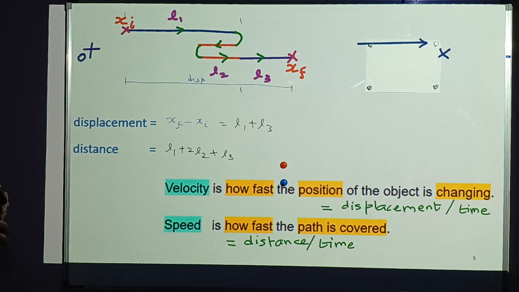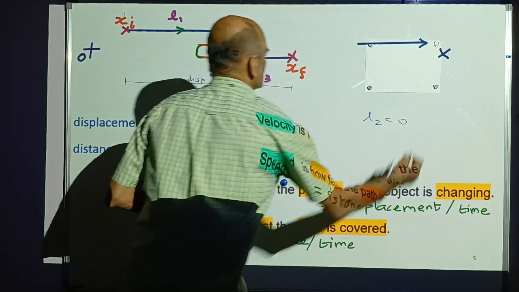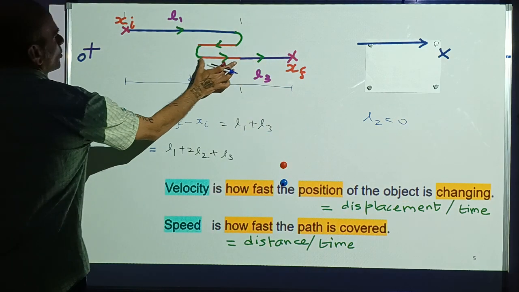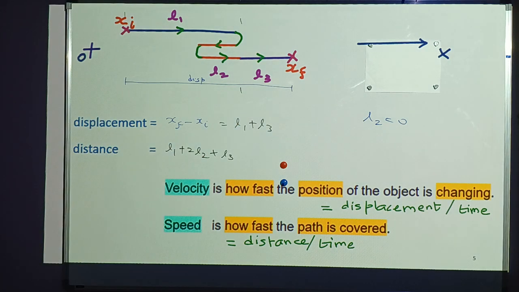So velocity is how fast the position of the object is changing. So the change in the position of the object, which is displacement, divided by the time taken. So this is xf minus xi by the time it takes. And speed is the path length, which is L1 plus 2L2 plus L3, by the time taken. But when there is no turning back, velocity and speed will be the same, because if there is no turning back, L2 is 0, because this part won't be there. So in that case, distance and displacement are the same. So velocity and speed also will be the same if there is no turning back.